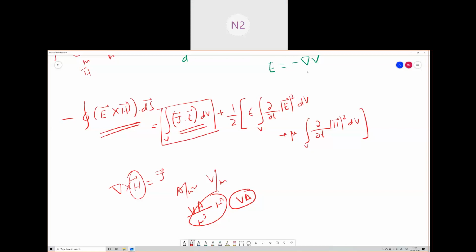Think carefully. If we have a perfect dielectric or vacuum, will this term exist? No, sir. So this term vanishes. But will the other two terms exist? Epsilon del E squared dV and the other one, mu H squared. Will they exist? Yes, sir, they will exist. Okay, point taken.